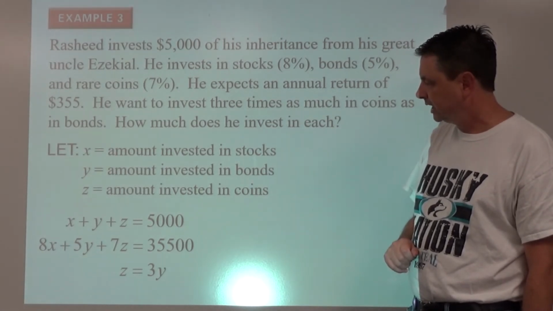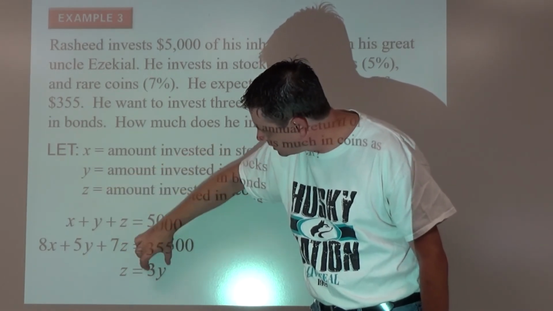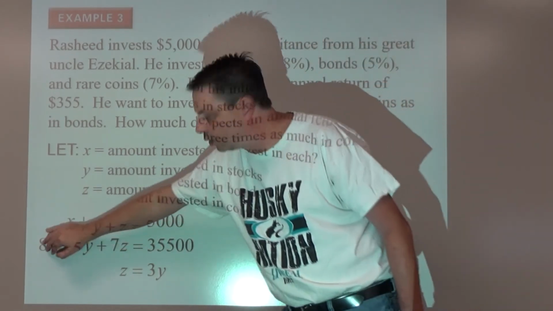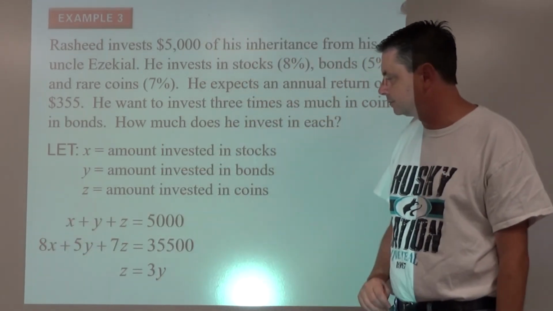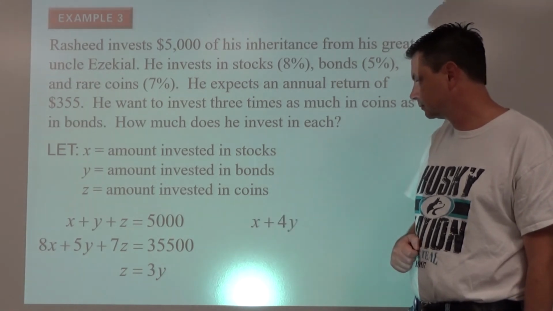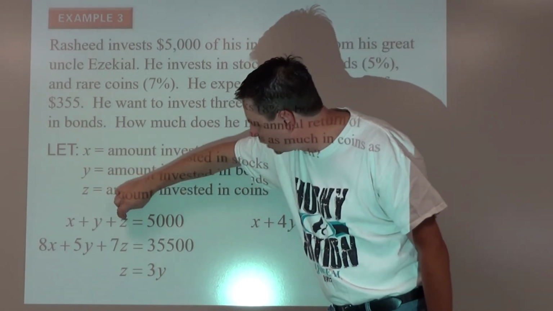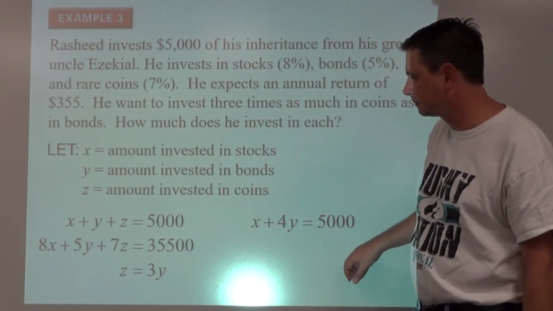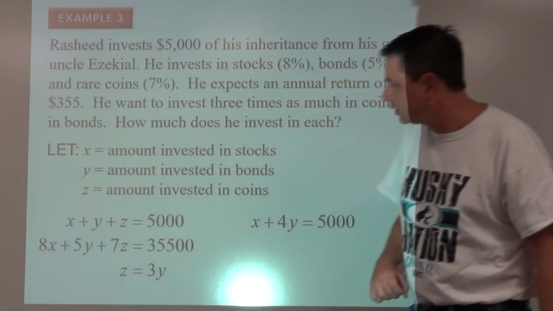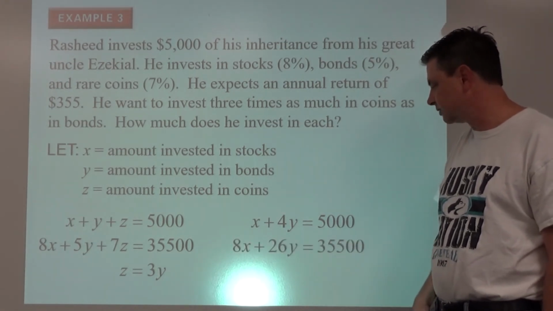So knowing that, if we replaced each of these z's with 3y, then we'd have these two equations with only x's and y's. This is our substitution. So x plus y plus 3y is equal to the 5,000. And then 8x plus 5y plus 21y is 35,500.